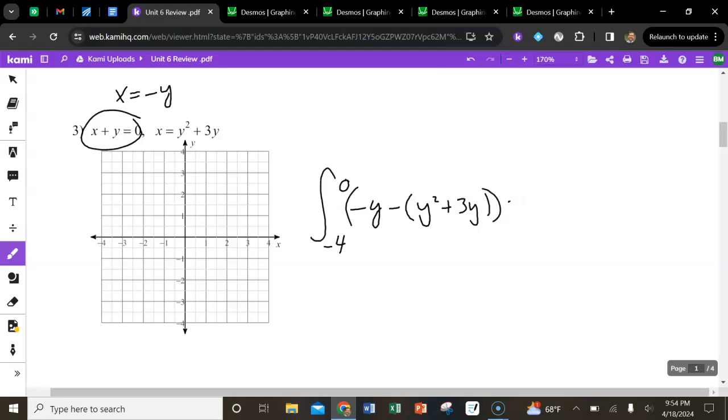And then we're going to do dy. We would distribute this negative, combine like terms, do the antiderivative, and so forth. Okay, so that's how you do area.